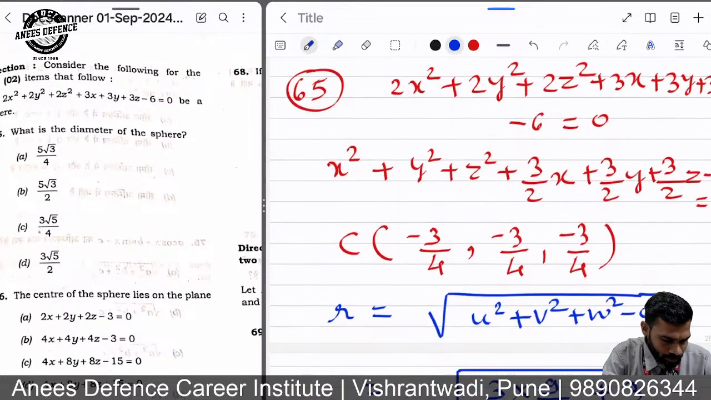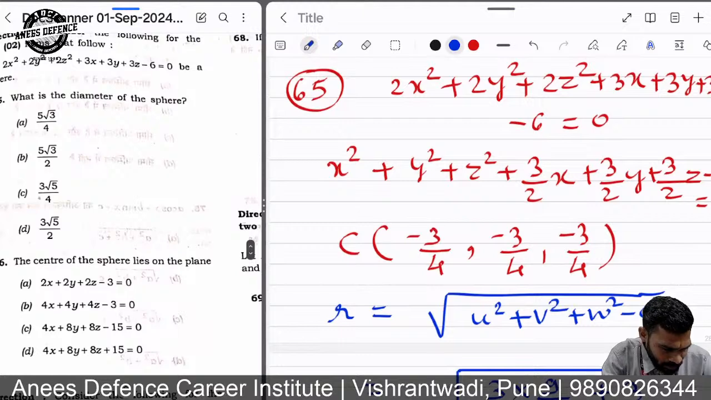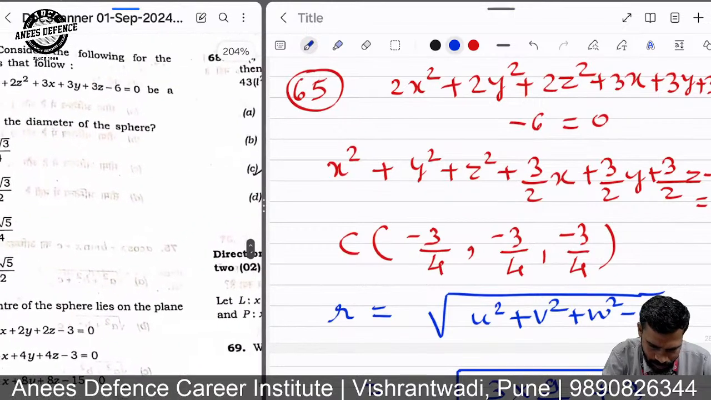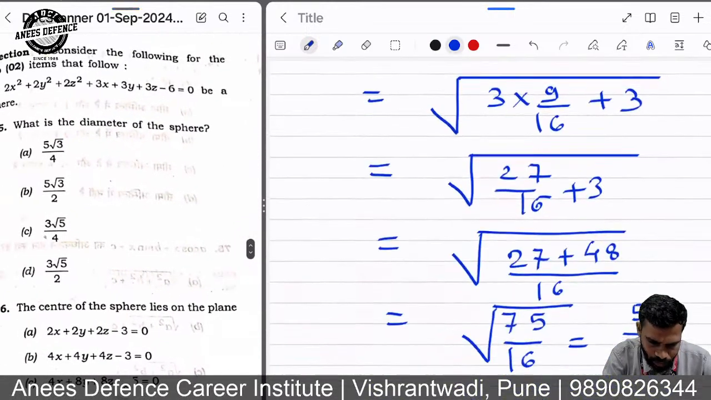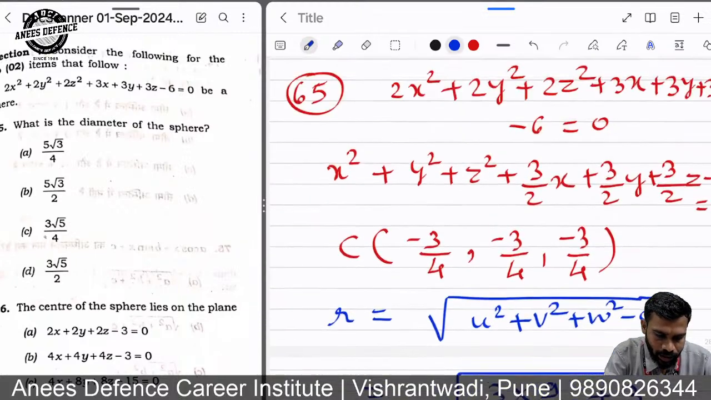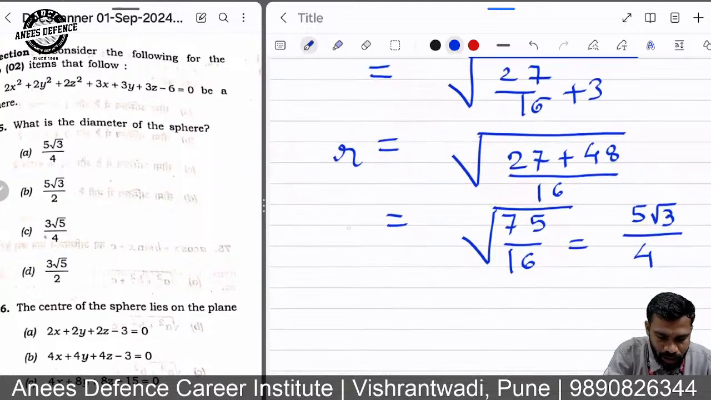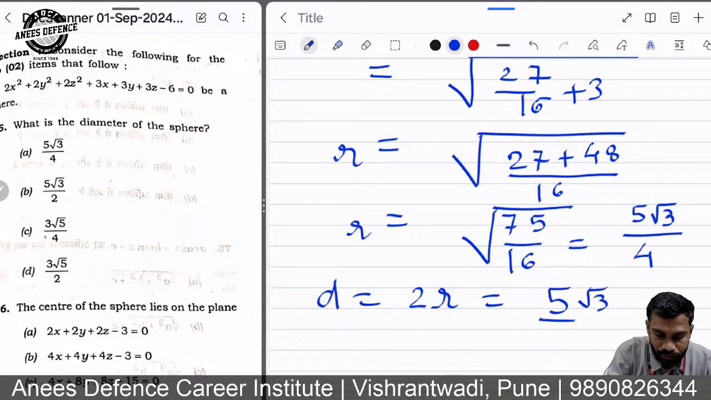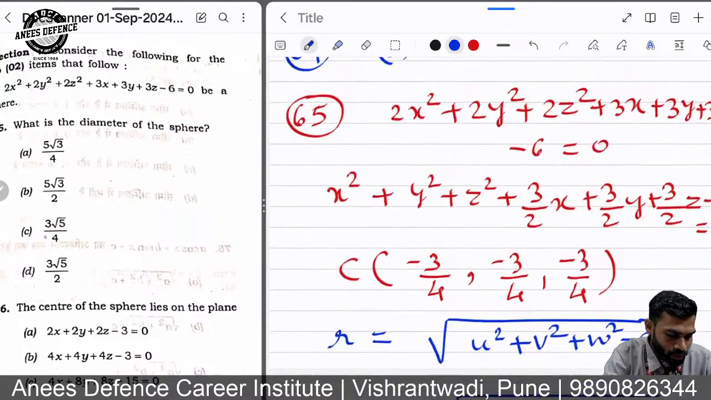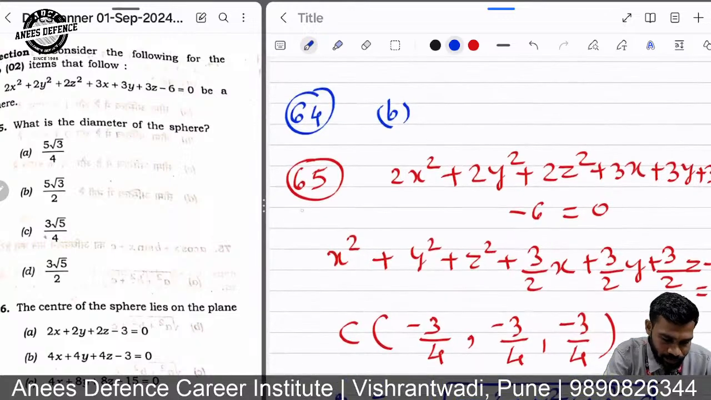Right? Okay, let me check number 65. No, this is radius, right? Not A. See, this is radius. We need to find out the diameter. So diameter will be, of course, 2r. That will give you 5 root 3 by 2. Right? So option B is the right answer.